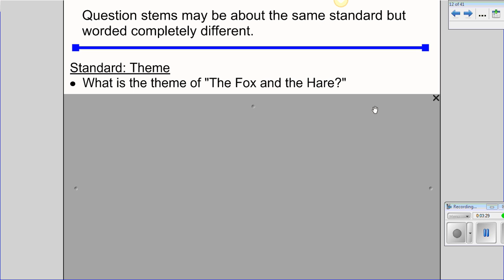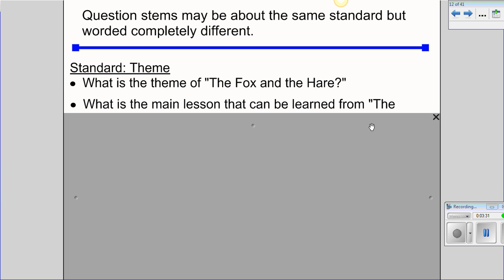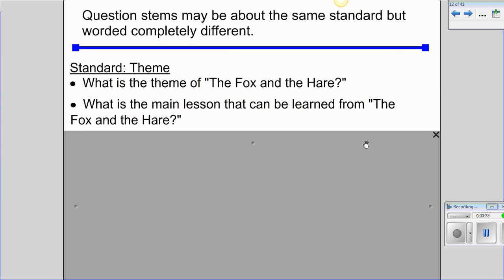Now here's another way that you could word this question on theme. What is the main lesson that can be learned from The Fox and the Hare? As a test taker, I need to recognize that when they say main lesson that can be learned, I recognize and realize that they're referring to theme.